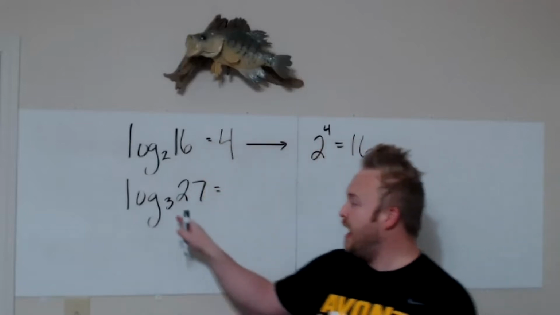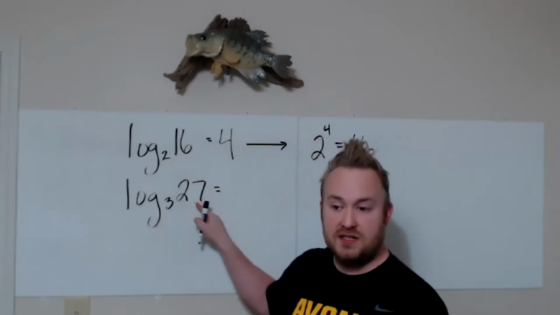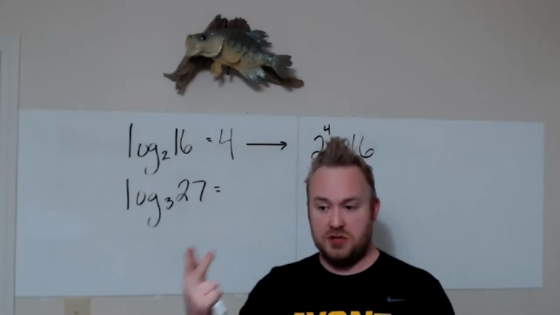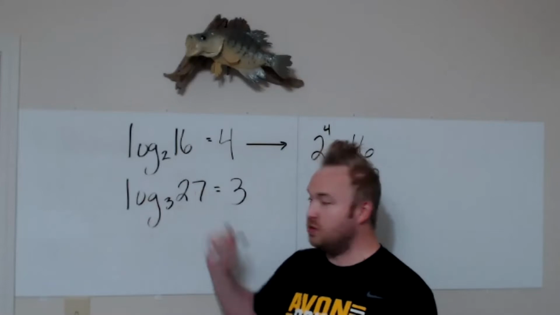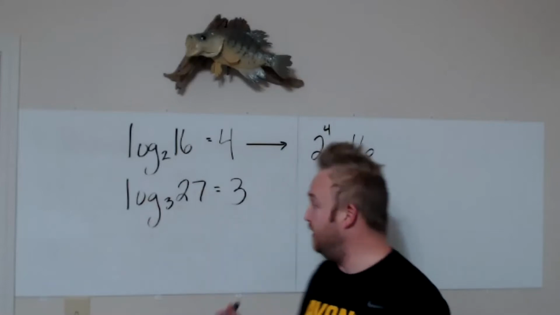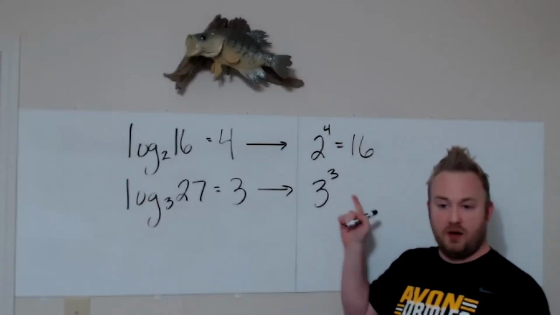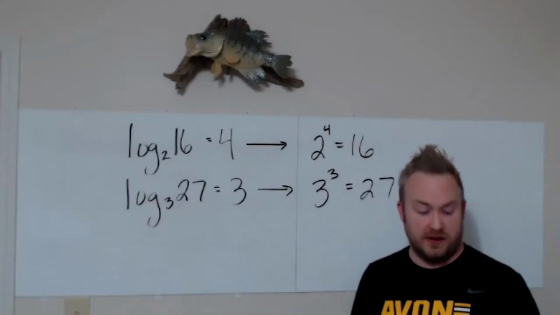So this is saying, how many factors of 3 do you need to get 27? Well, how many factors do you need? It's 3 times 3 times 3. So you need 3 factors of 3. The log base 3 of 27 is 3. In exponential form, we would say you need 3 factors of 3 and you'll get 27.